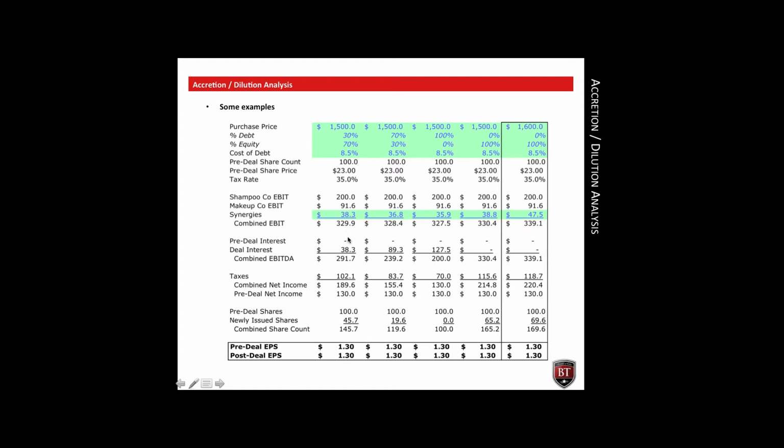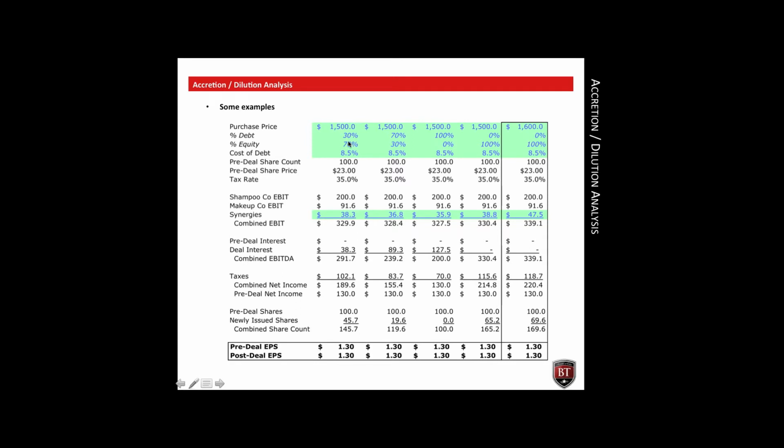But what I want to focus on is what we said is step one, the pre-deal earnings per share. So we have Shampoo Co. EBIT of 200. It has no interest and it has taxes of 35%. So we know that Shampoo Co. had net income of 130 million, which we can see down here, and had 100 million shares out. So 130 divided by 100 is $1.30 EPS. So that's our goal. We know that whatever happens after the deal, we want to have at least $1.30 of EPS. So let's go to step two, the post-deal share count.